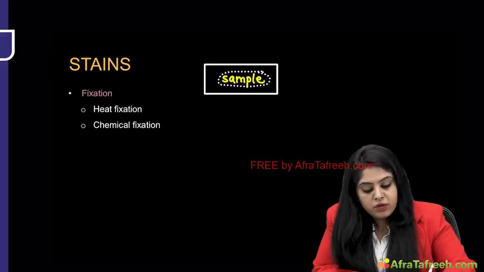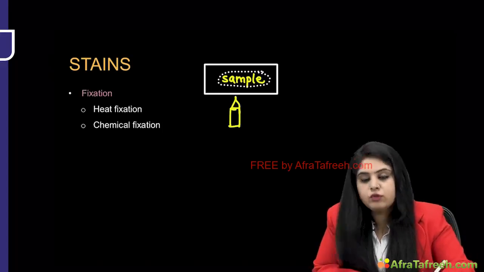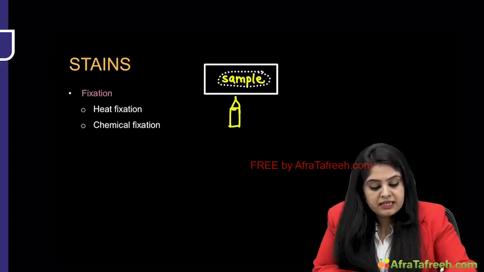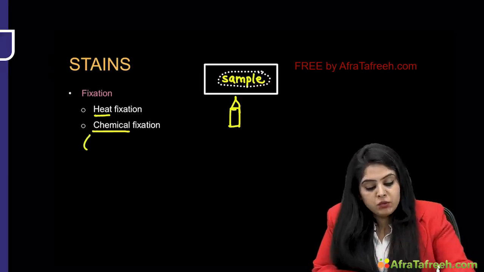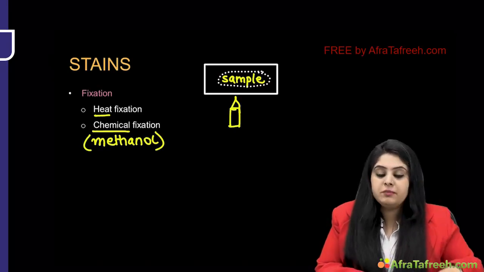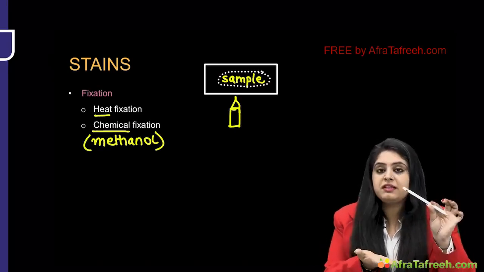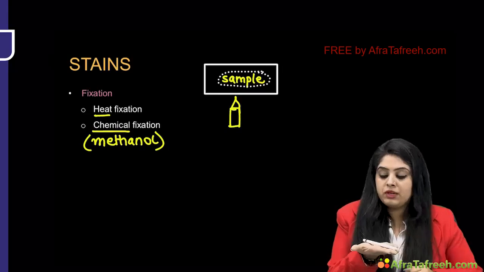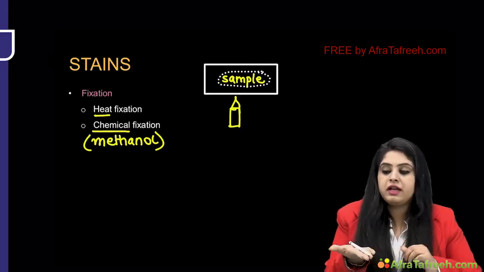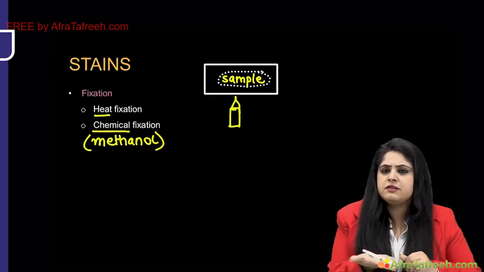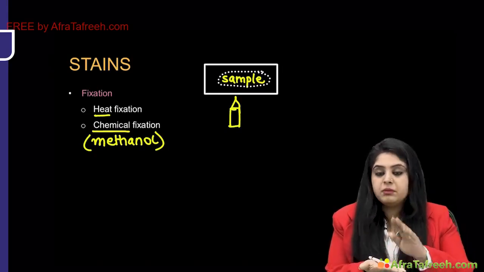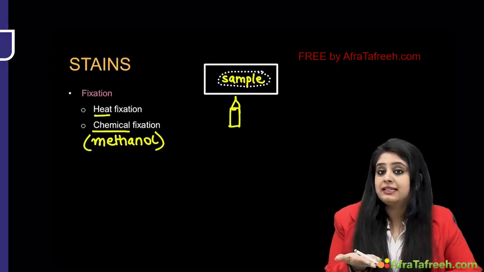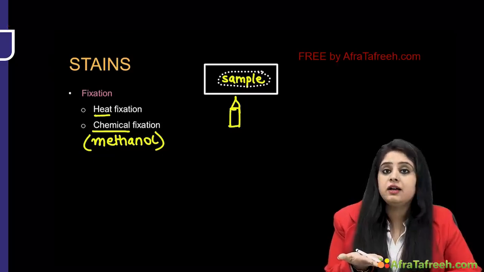So either you are going to pass your slide over a flame, that is heat fixation, or in some cases you add a chemical to fix it, and in most cases that chemical is an alcohol, that is methanol. So simple. For example, if this pencil is my sample and this hand is the slide, I want it to stick onto it. So what will I do? Either I will pass it over a flame, heat it for 2-3 seconds, or I will add a little bit of methanol. So this pencil has now become permanently stuck onto my slide, and that is what I wanted, because now I can add colors onto it.